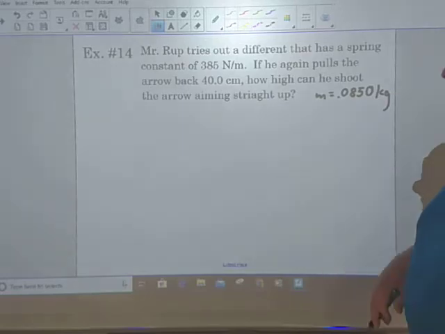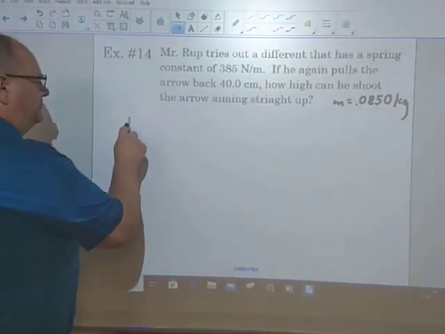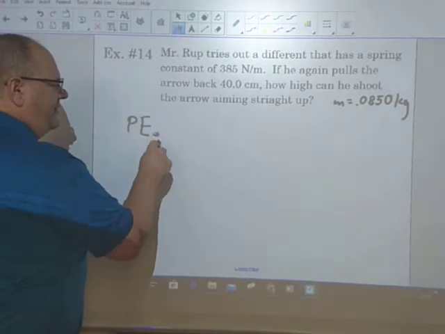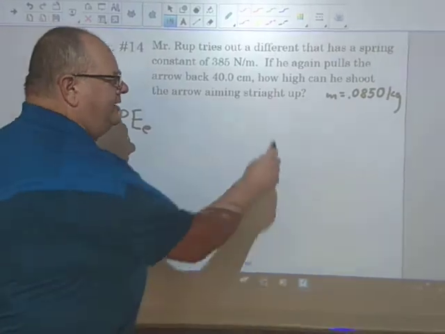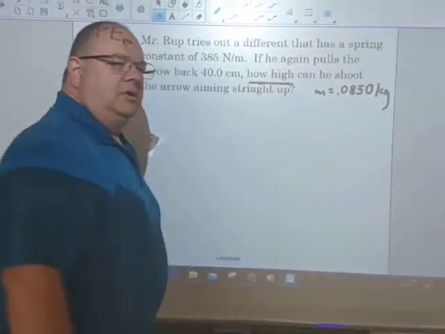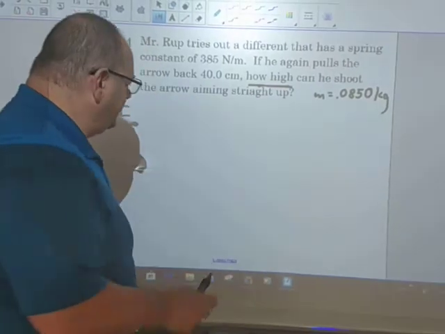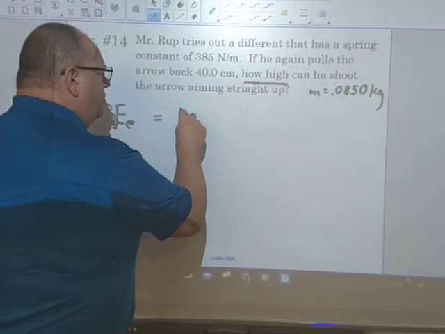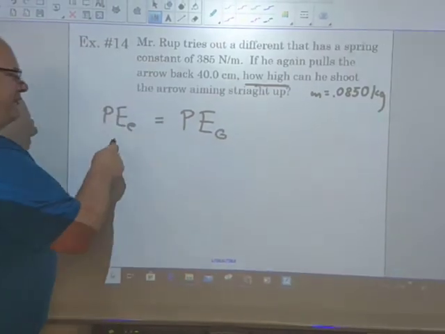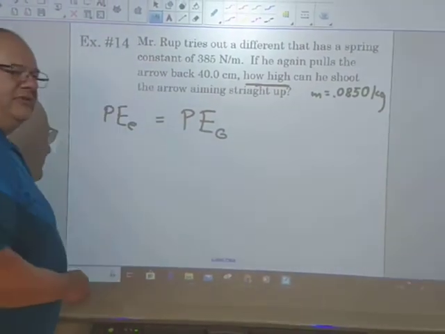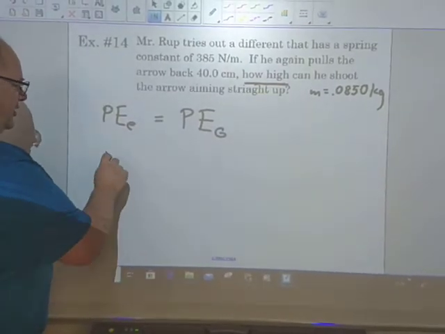So how do we analyze this one? Again, I've got this bow. I'm pulling back the string, so I've got elastic potential energy. But now I'm saying, how high? Well, the height above the ground is associated with gravitational potential energy. So I'm going to imagine all of my elastic potential turning into gravitational potential, and everything else. Now we plug in our formulas.